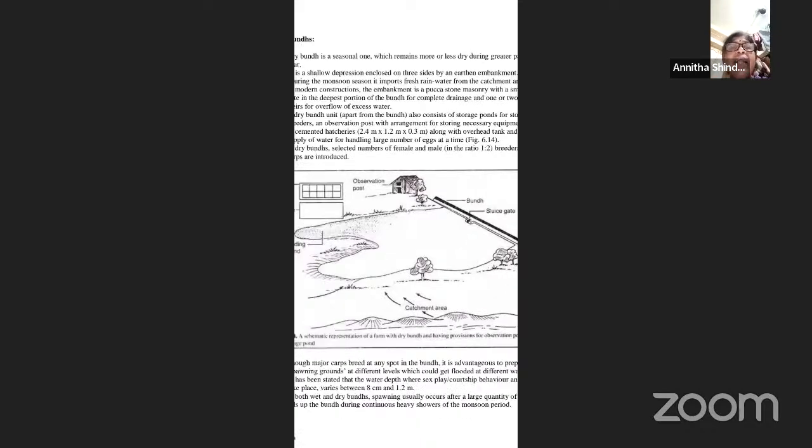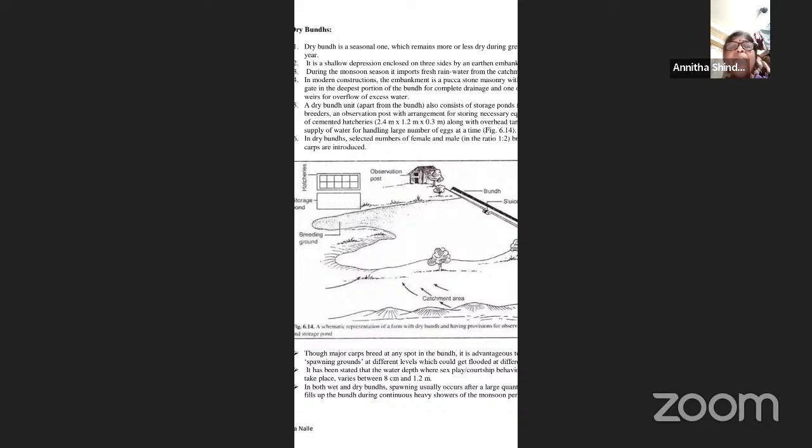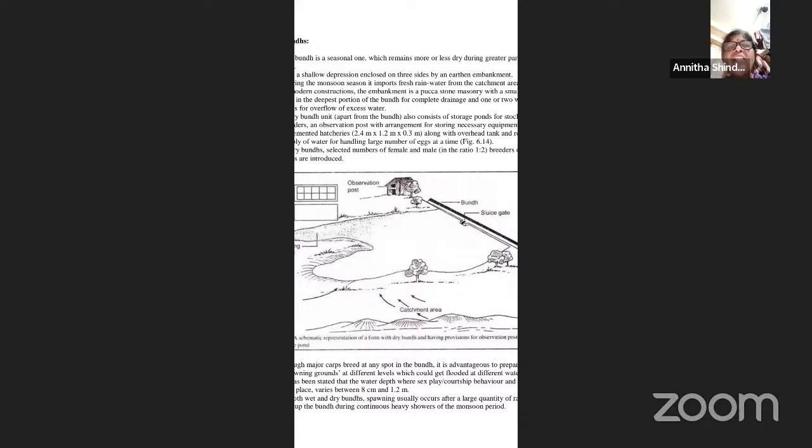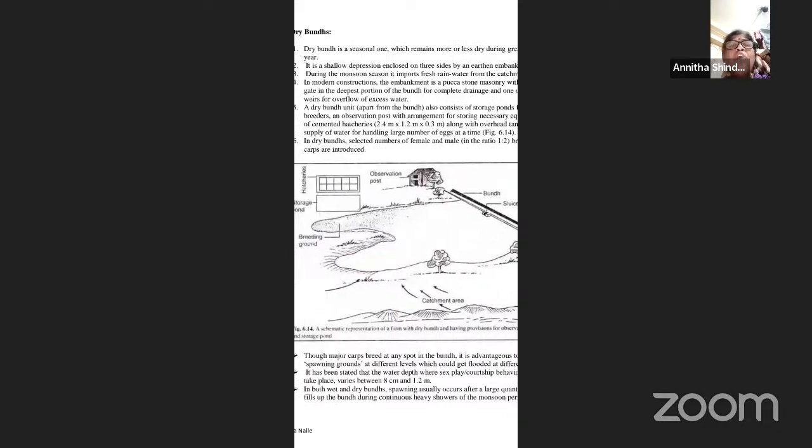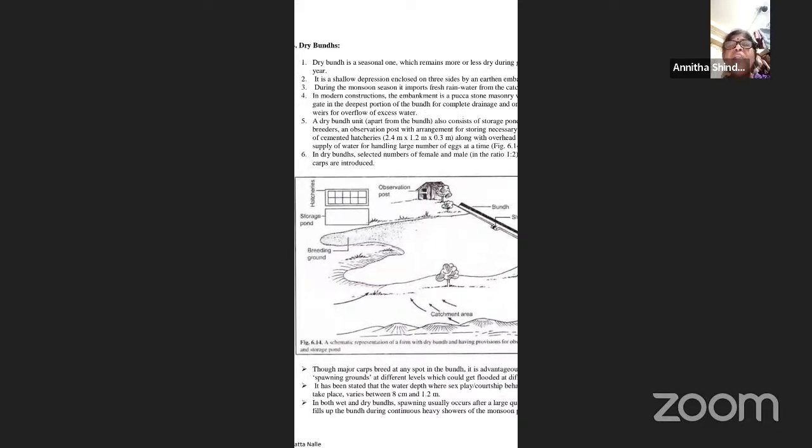Next, what does a dry bund unit consist of? Apart from the bund, it also consists of storage ponds for stocking breeders. Storage ponds are nothing but small ponds which store the breeders. What are breeders? Male and female breeders will be there, so they can be stored in these ponds.